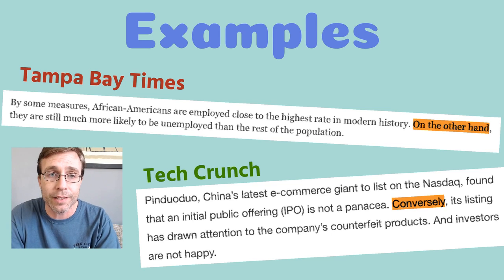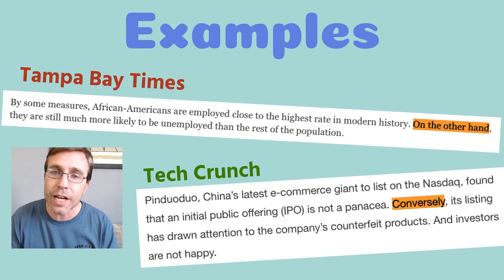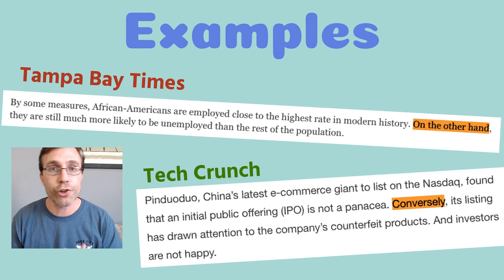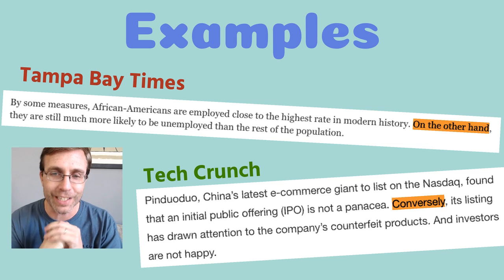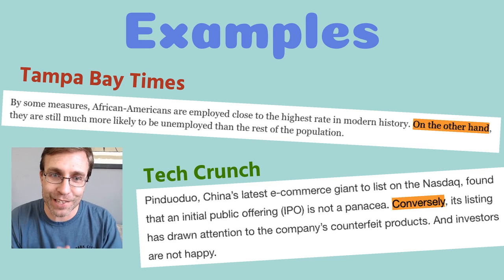By some measures, African Americans are employed close to the highest rate in modern history. On the other hand, they are still much more likely to be unemployed than the rest of the population. So again, on the other hand, we're showing those two different ideas. Now, again, remember, conversely, we're talking about it's reversing, moving in the opposite direction.